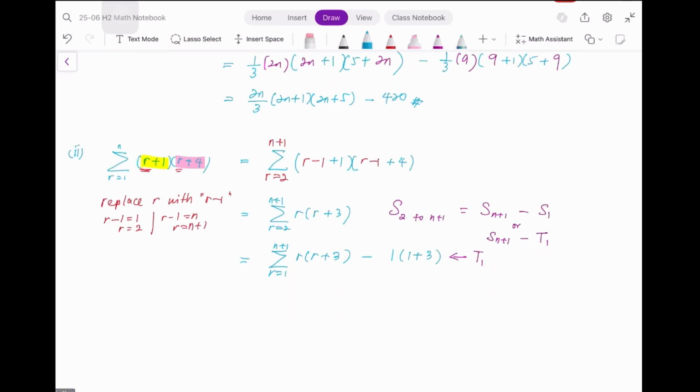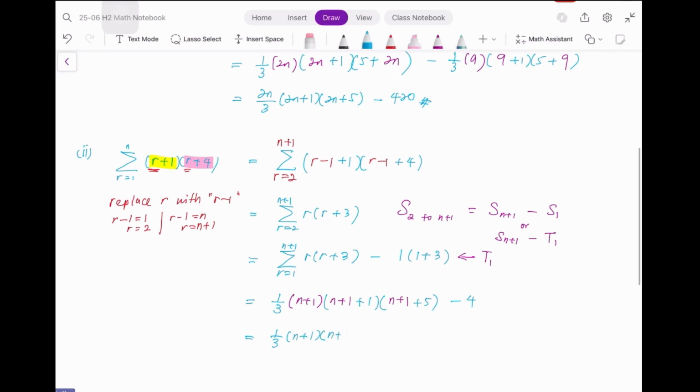Okay, so this one over here. Here we need to apply the thing already. So we have a 1 over 3. Here I will put in n plus 1. Then here is n plus 1 plus 3. Sorry, n plus 1 plus 1. Then the next one would be n plus 1 plus 5. Minus 4. So over here, I'll have 1 over 3, n plus 1, n plus 2, n plus 6, minus 4. Something like that. So this is for part 2. So here to here, apply the identity.